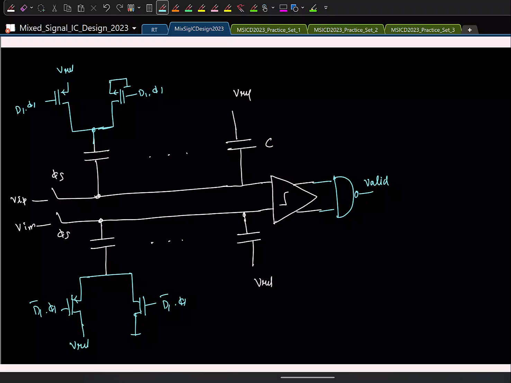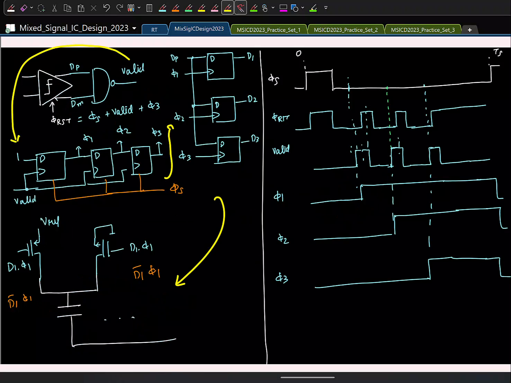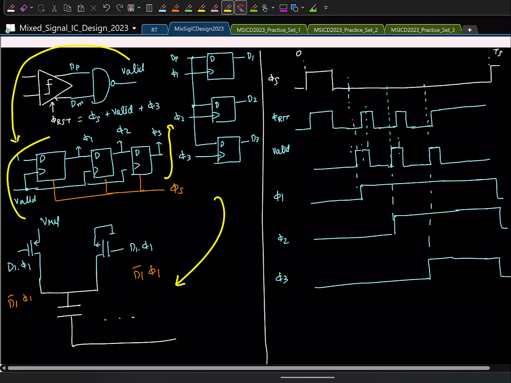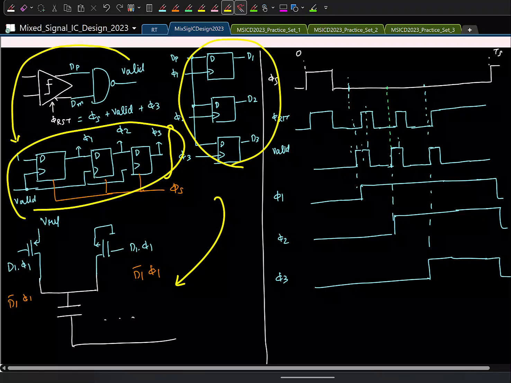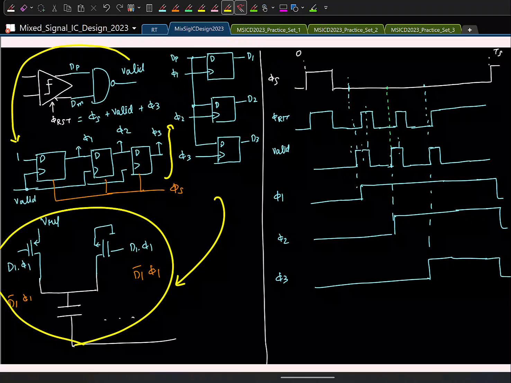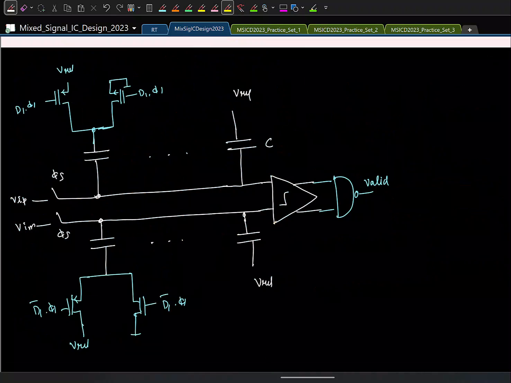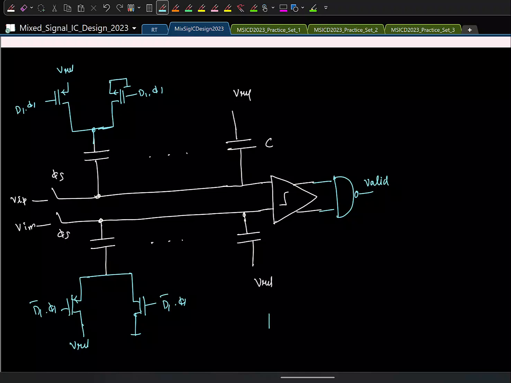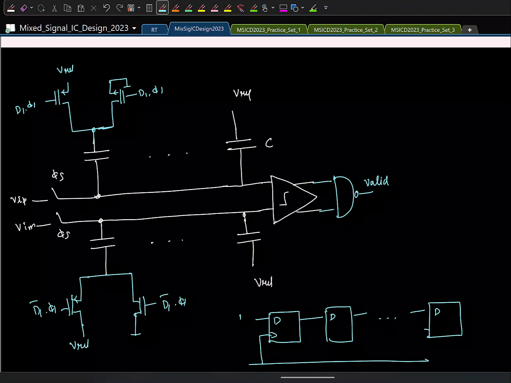Now the sequence is this, right? First the valid signal is generated. Next you generate the clocks Φ1, Φ2, Φ3. Use those clocks to save the data D1, D2, D3, and once the data is stored, you go and switch the capacitor. So you generate the clocks with just a chain of flip-flops like this. So this is always 1 at D. The clock is the valid signal.